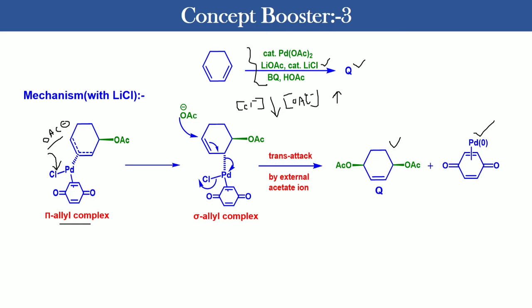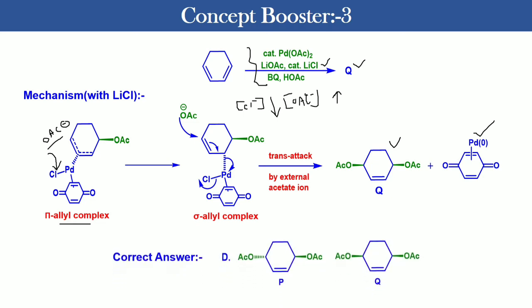So basically this diacetoxylation reaction is ligand controlled: in presence of lithium chloride we get the cis product, but when the reaction is conducted in absence of lithium chloride we get the trans product. So the correct answer is option D.